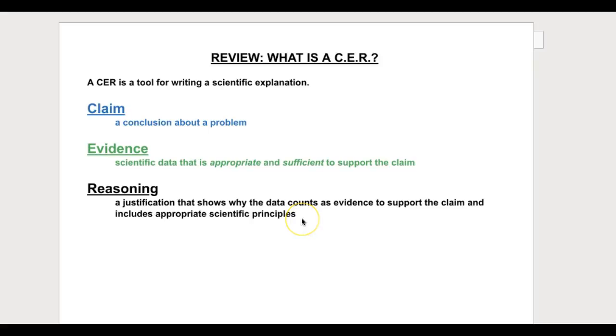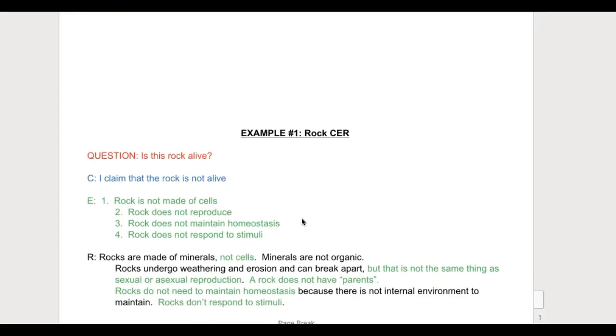appropriate scientific principles. So for instance, if I was going to give you this CER, the question is, is a rock alive? And your claim: I claim that a rock is not alive. Your evidence: a rock is not made out of cells, it does not reproduce, it does not maintain homeostasis, it does not respond to stimuli. My reasoning: rocks are made of minerals, not cells. Minerals are not organic.